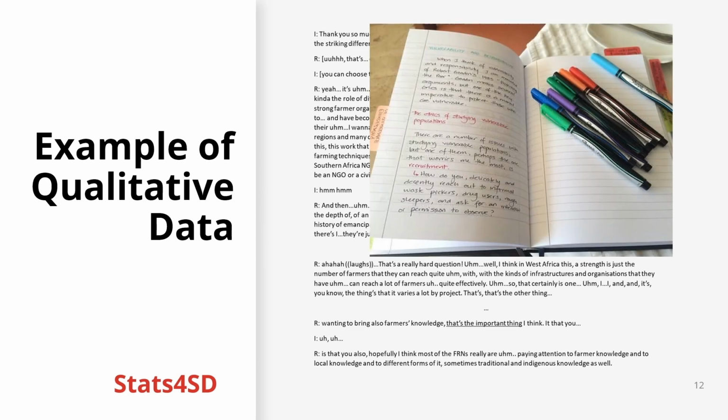Additionally, qualitative data can also be in the form of pictures or videos and text from field notes that are first handwritten and then typed on a laptop.